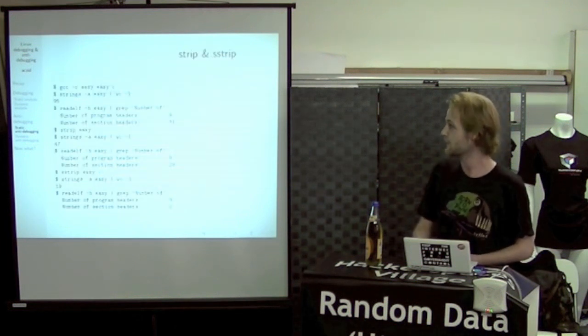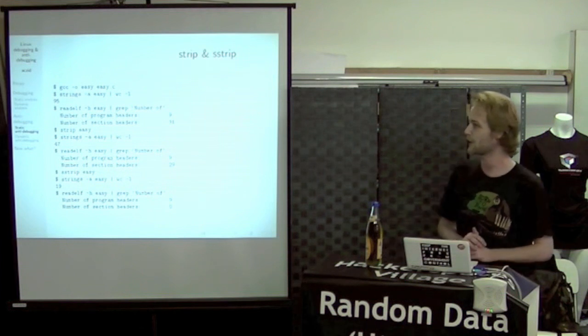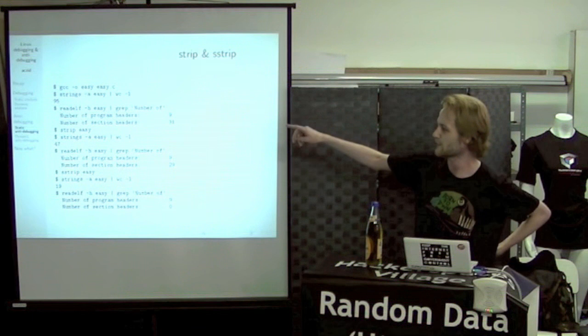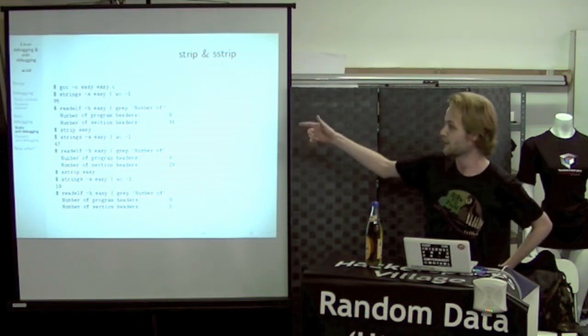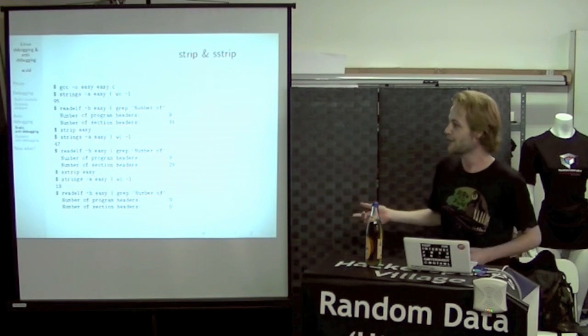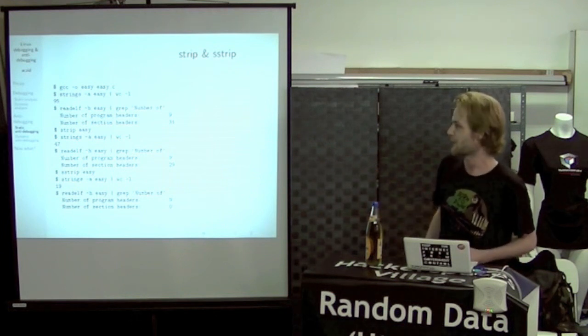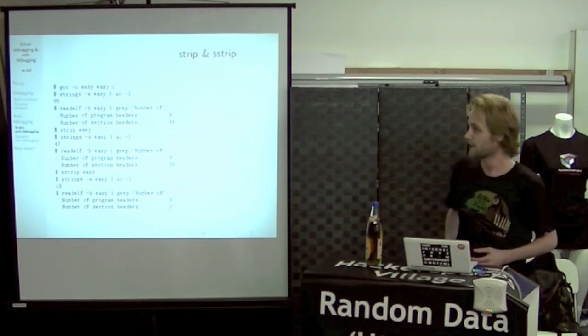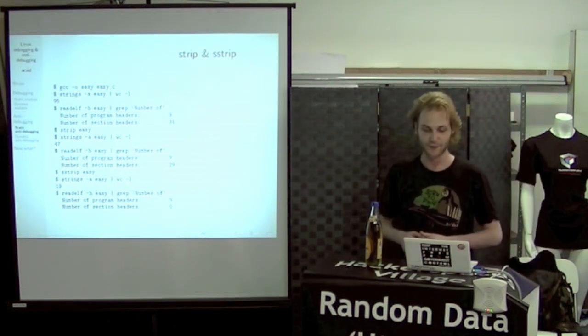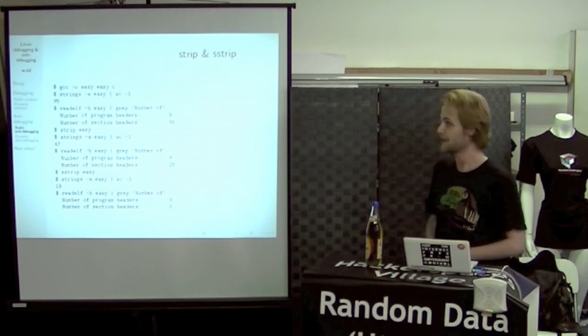And then we have stripping, which will remove the debug output. As you can see, the number of section headers that are created and the number of strings in the binary goes down if we use strip. And there's also sstrip, which removes a bit more, and then we are left pretty much without anything to debug the binary with. This is what the GCC man page means with debugging impossible.